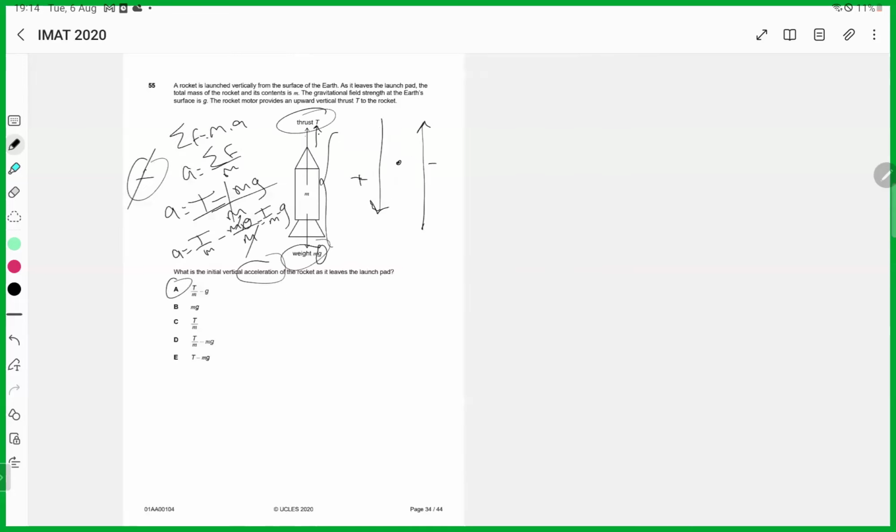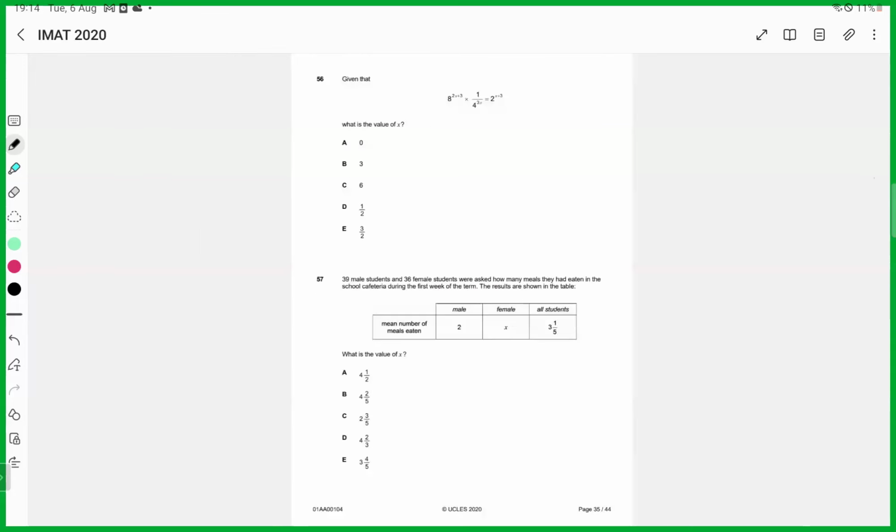Okay. Math. Now we have math. What's the value of x? Let me just make sure there are no questions, because in math and physics, I think so many questions can be asked.